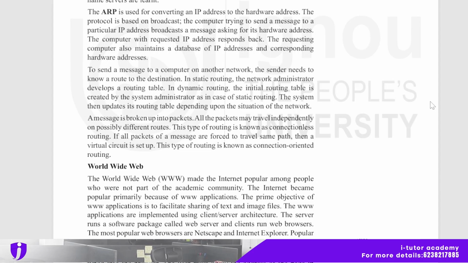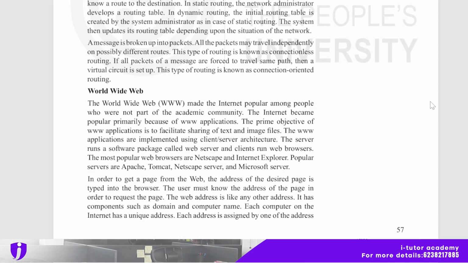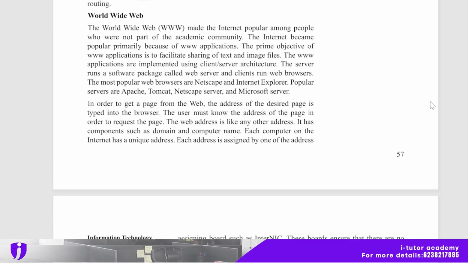And the World Wide Web, all of you know what is www. The www made the internet popular among people who were not part of the academic community. The internet became popular primarily because of www applications. The prime objective of www applications is to facilitate sharing text and image files, and these applications are implemented using client/server architecture. In order to get a page from the web, the address of the desired page is typed into the browser. The user must know the address of the page in order to request the page. So all of you know what is the worldwide web nowadays.